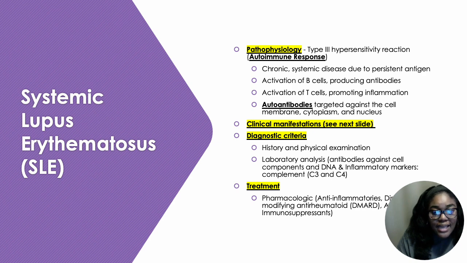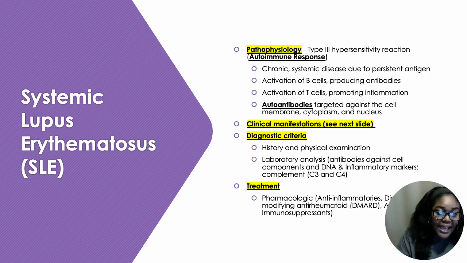Those antibodies that are developed against the body by those B cells are called autoantibodies, and they are targeted against those cell membranes, cytoplasm, and nucleus of the body. Now, as far as your clinical manifestations, we will discuss those further on the next slide, but just know that, again, you have these system-wide effects as a result of this type 3 hypersensitivity reaction.